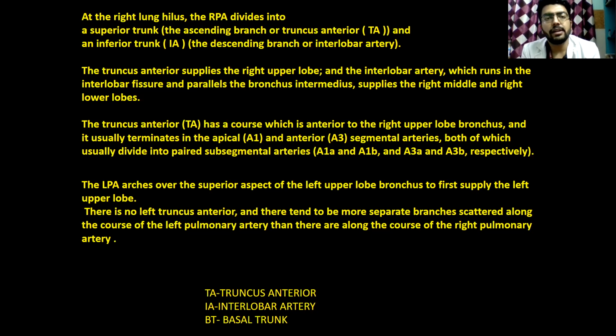At the right lung hilus, the RPA divides into superior trunk and inferior trunk. Truncus anterior supplies the right upper lobe, and the interlobar artery, which runs in the interlobar fissure and parallels the bronchus intermedius, supplies the right middle and right lower lobes.